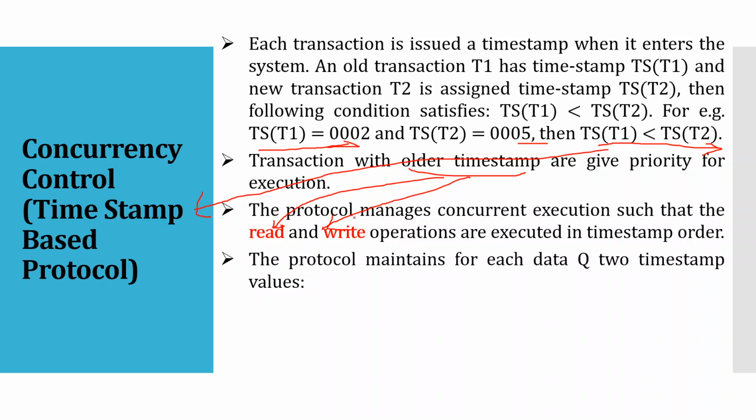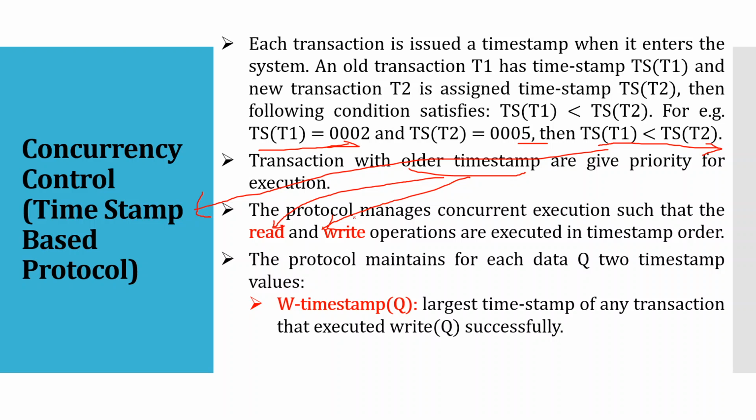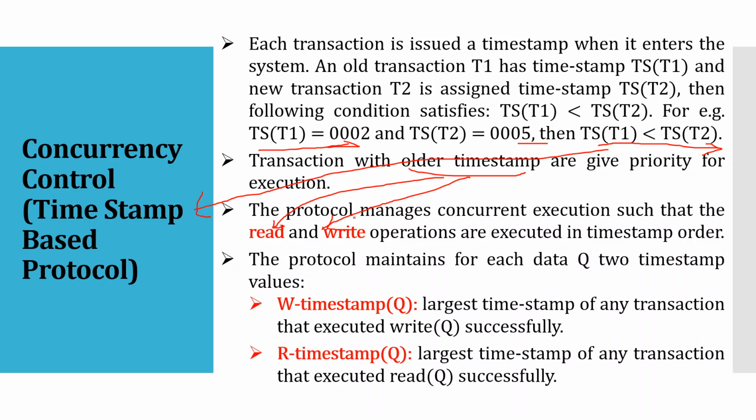So the protocol maintains for each data item two types of timestamp values, the W timestamp and the R timestamp. That means W means write timestamp and R means read timestamp.